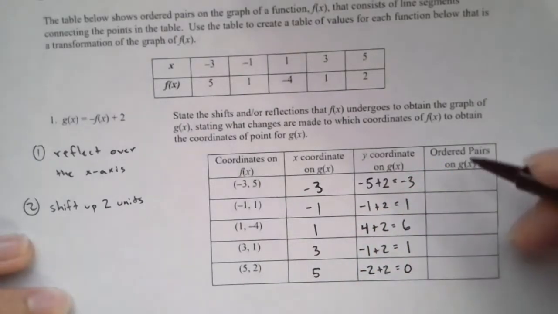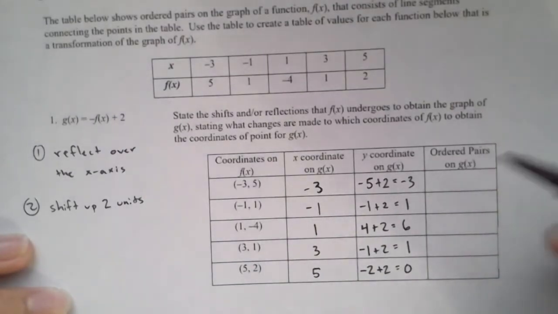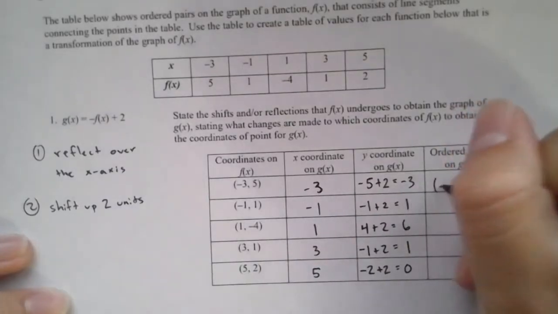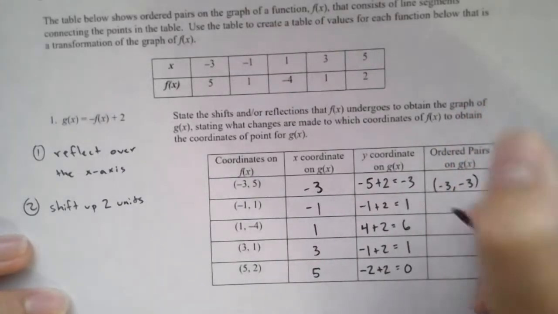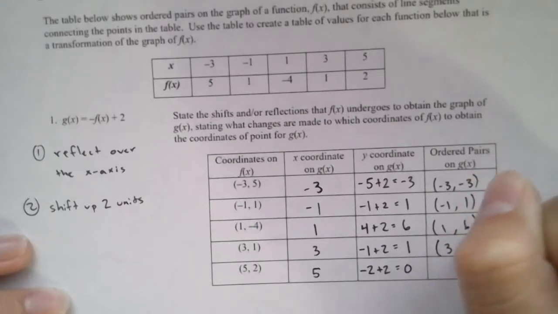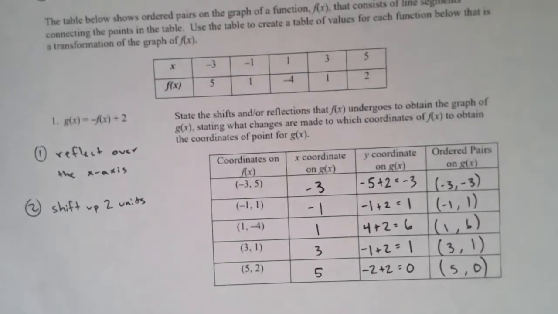The last column here would be, okay, now list the ordered pairs of the points on g of x. Here's the x coordinate, here's your new y coordinate. So this now would be (-3, -3), (-1, 1), (1, 6), (3, 1), and (5, 0). That's it. Okay, you just found this info on the transformations of f of x to get to g of x.